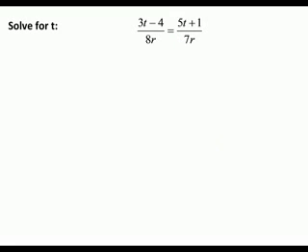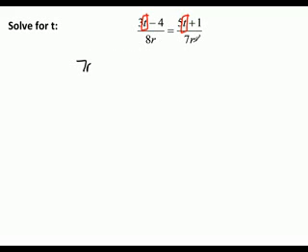Let's look at example 2. Example 2 is now asking us to solve for t. So if I look through here, there's actually more than one t. There's a t on the left-hand side and the right-hand side, which is going to make it a little bit more difficult. So because I see a fraction equal to a fraction, I want to cross-multiply. So I'm going to show you what that's going to look like.